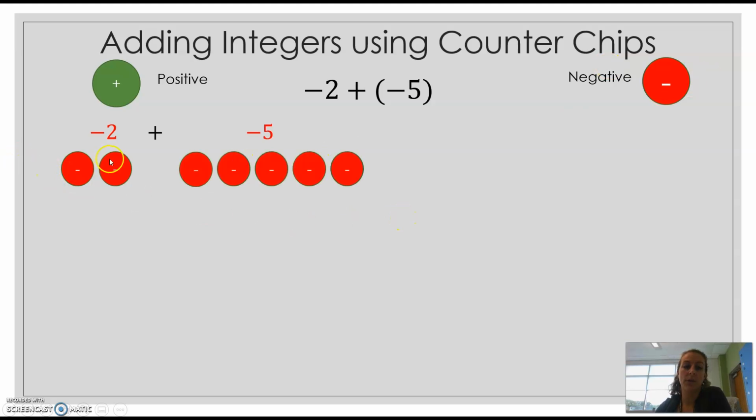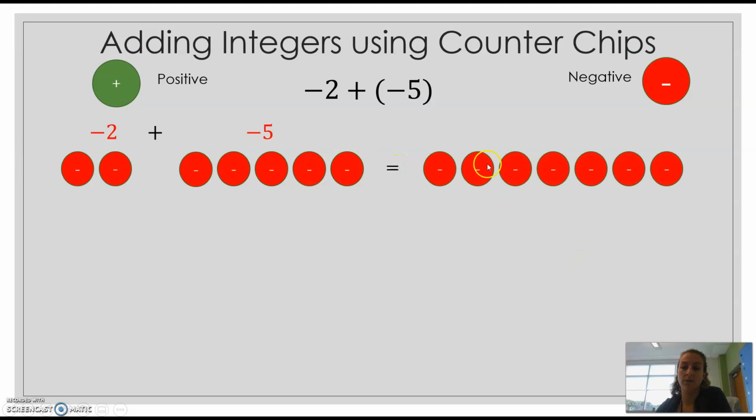Well, how many negative chips do we have in total? If we count them, we have 7. So we have 7 counter chips, but they're all negative, for a total of -7.